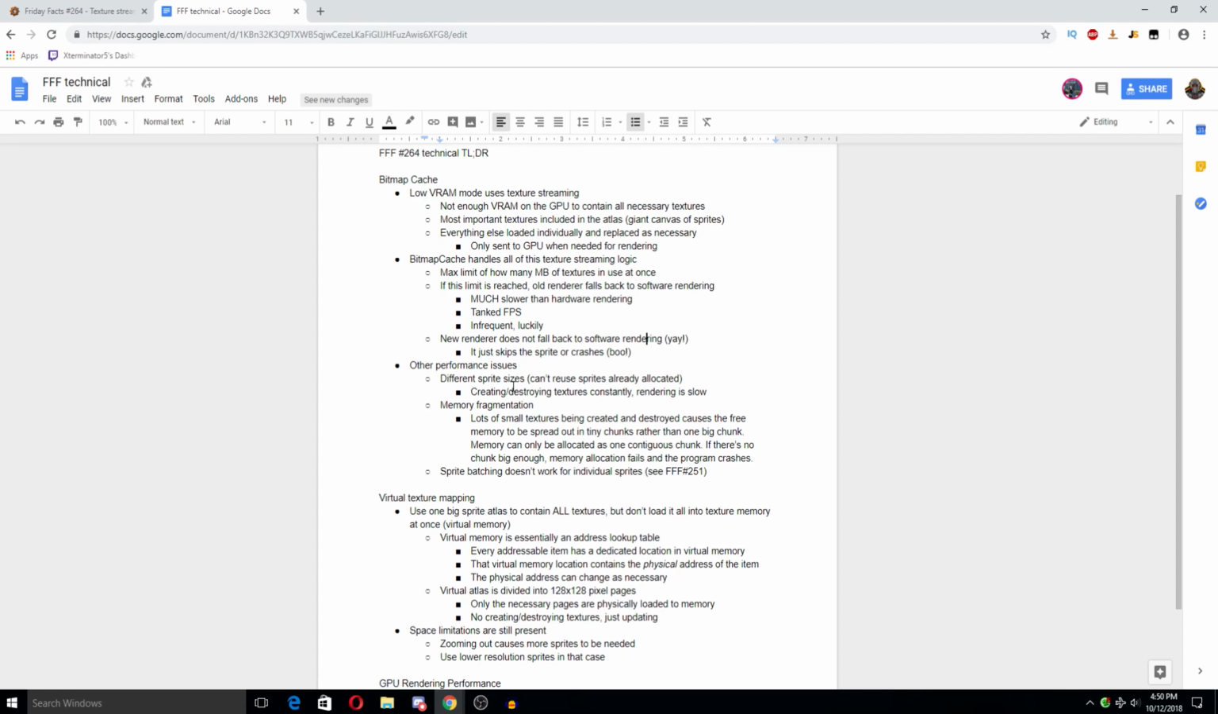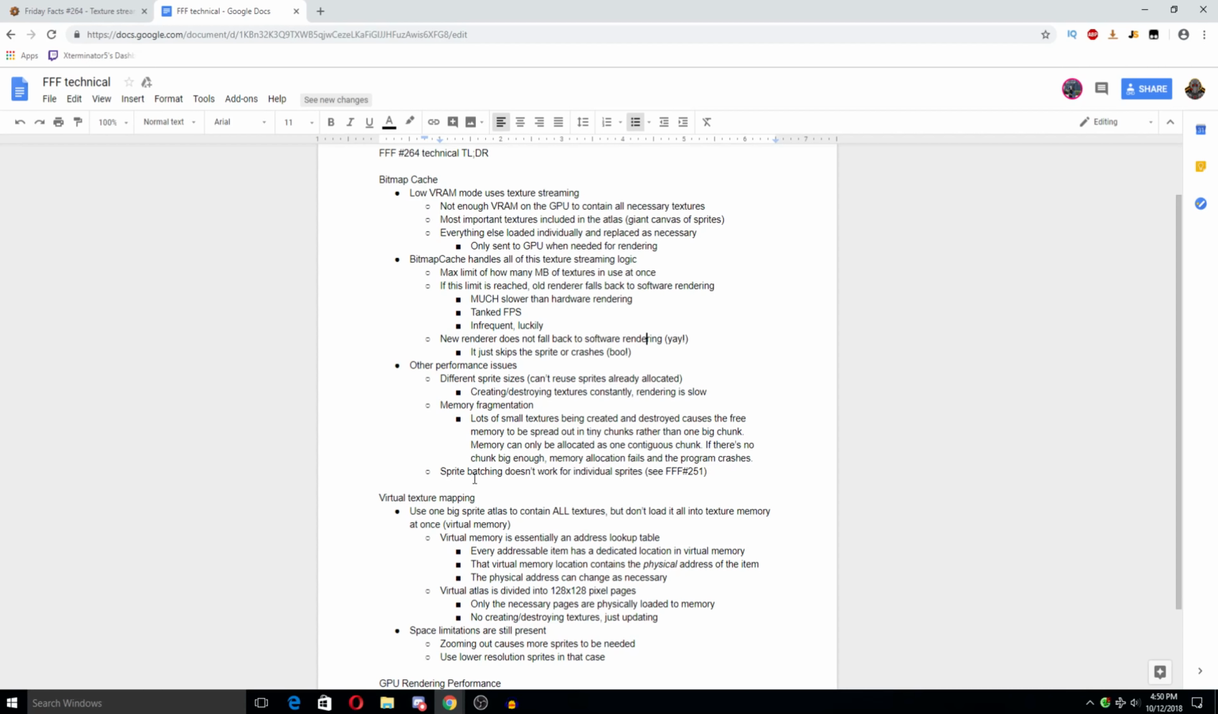So there are some other performance issues. Different sprite sizes can't reuse sprites already allocated, so it's creating and destroying textures constantly, and rendering is slow. Memory fragmentation: lots of small textures being created and destroyed causes the free memory to be spread out into tiny chunks rather than one big chunk. Memory can only be allocated as one continuous chunk. If there's no chunk big enough, memory allocation fails and the program crashes.